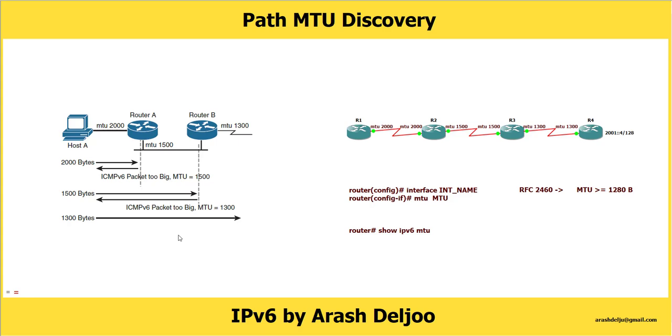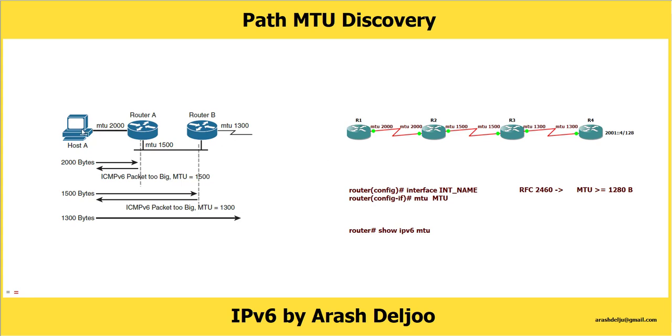In this video, I'm going to talk about Path MTU discovery. This is one of the features that we use in IPv6 automatically. Let me explain it. You know that in IPv6, routers in the path cannot fragment the packet. Actually, only the sender of the packet can fragment the packet.